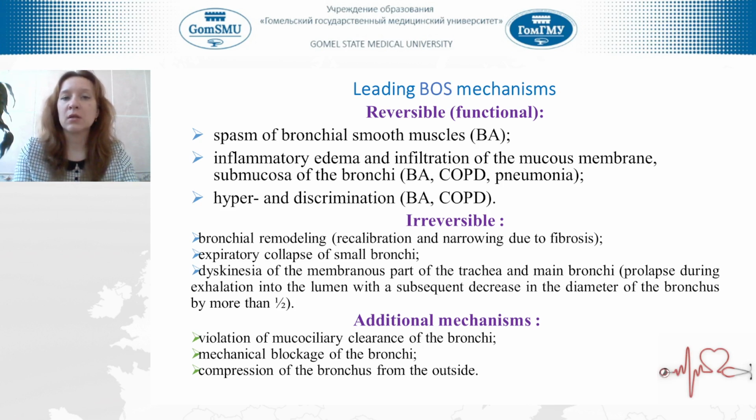The second big group of reasons is irreversible. First is bronchial remodeling, specific for fibrosis. Second, the irreversible reason is expiratory collapse of small bronchi. The third irreversible reason is dyskinesia of the membranous part of the trachea and bronchi, specific for prolapse during inhalation into the lumen with a subsequent decrease in diameter of the bronchi by more than one half. Additional mechanisms of broncho-obstructive syndrome are violation of mucociliary clearance of the bronchi, ganglion blockade of the bronchi, and compression of the bronchi from the outside.